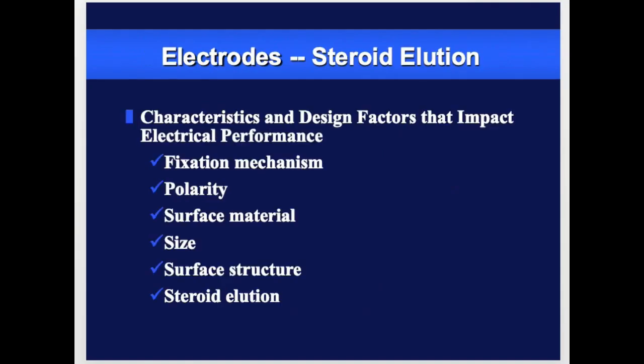In this section, a discussion of steroid elution is considered. This includes the various types of steroid elution as well as the benefits. The benefits are considered at both acute and chronic phases in the lead maturation process.